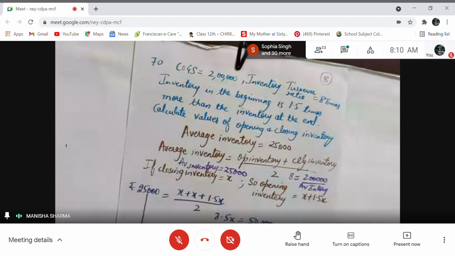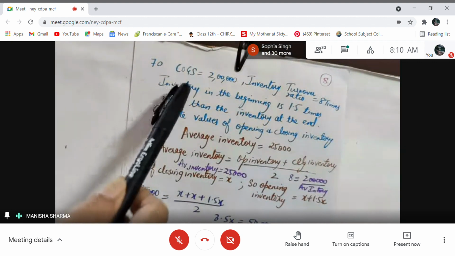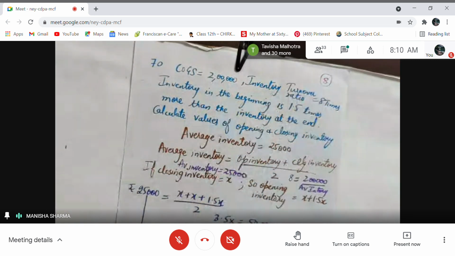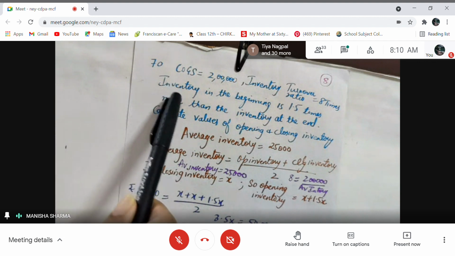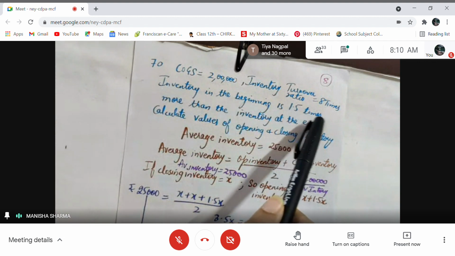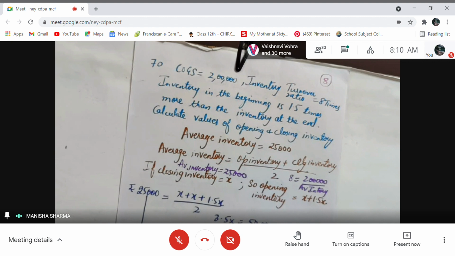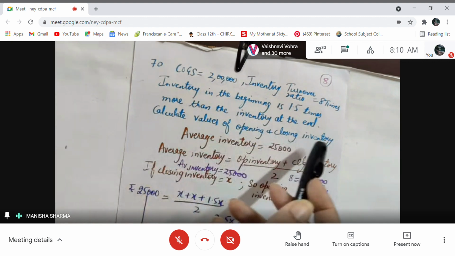Next illustration: COGS is equal to 2 lakhs. Inventory turnover ratio is given as 8 times, right? Inventory in the beginning is 1.5 times more than the inventory at the end. It means in the beginning, inventory is more than the inventory at the end. Calculate the values of opening and closing inventory.